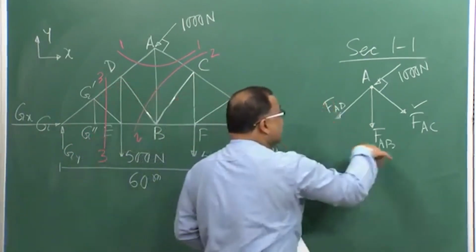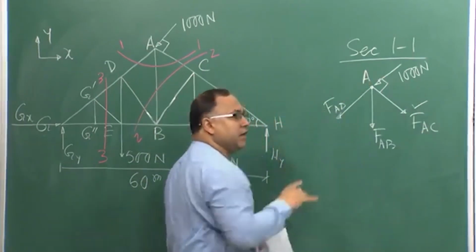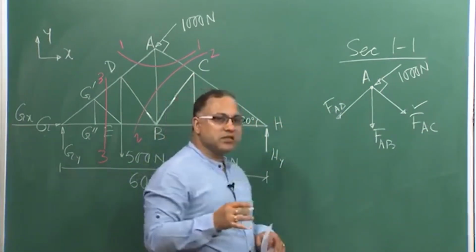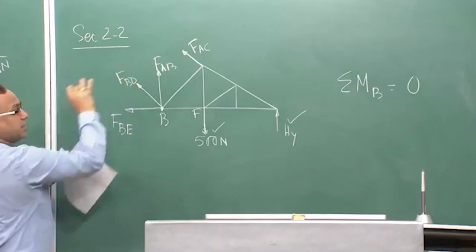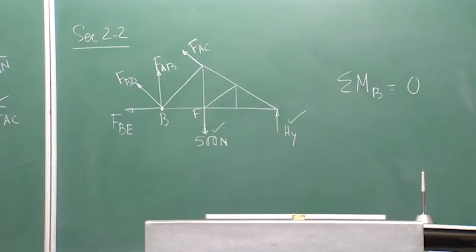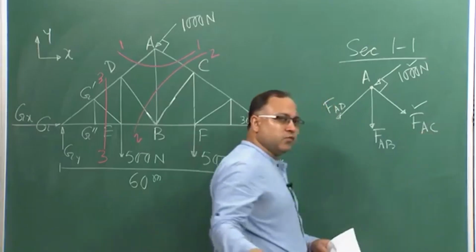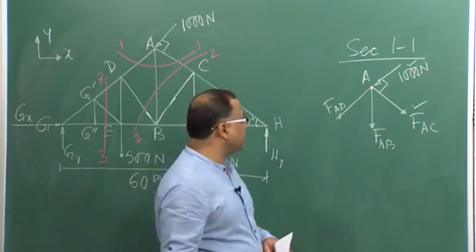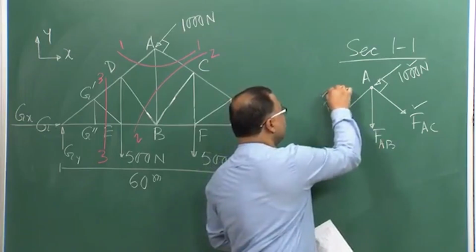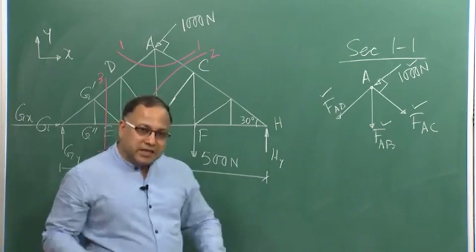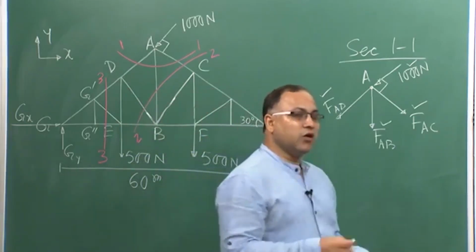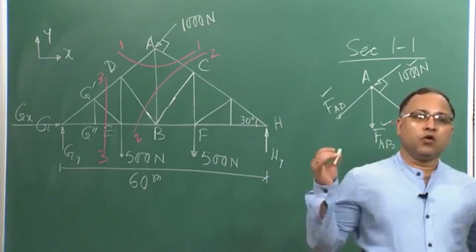Initially you are not able to find the member forces if you consider section 1.1. But once FAC is obtained from section 2, if you come back here, it is known to you, and this force is also known because it is an externally applied force. Therefore, you will know the forces FAD and FAB. In that way you can solve the whole truss.